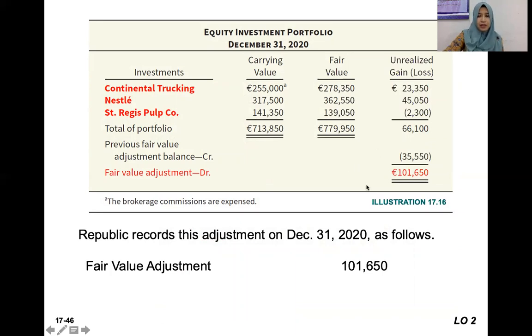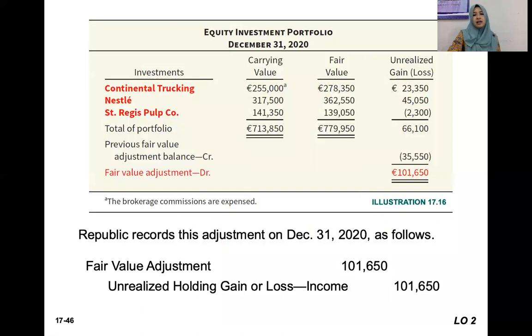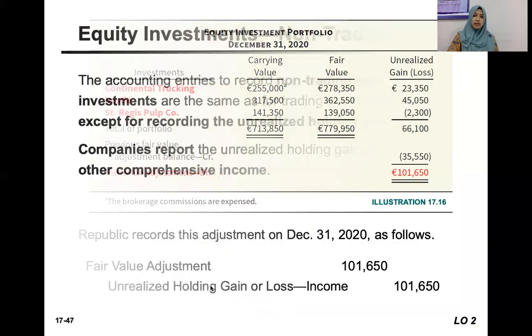because the fair value adjustment now is positive, that means there is unrealized gain. So for the unrealized gain, we debit fair value adjustment, and we credit unrealized gain transferred to the income statement. If it is credit, it means it is gain.